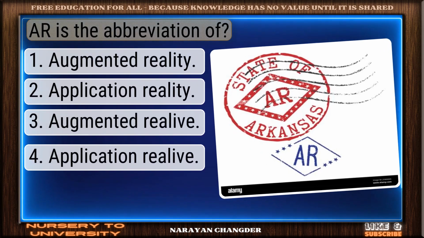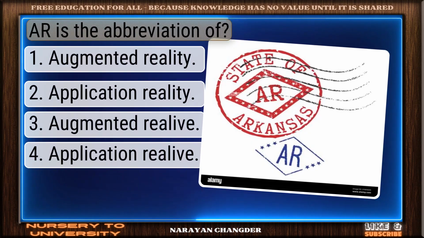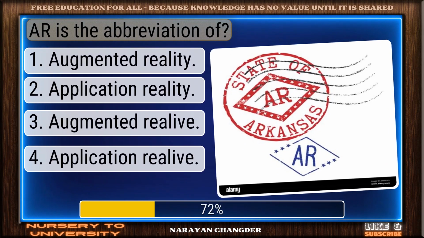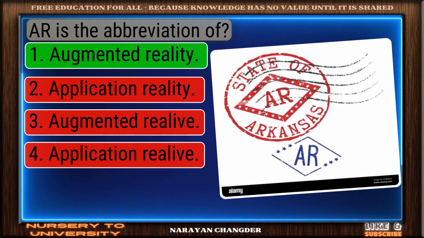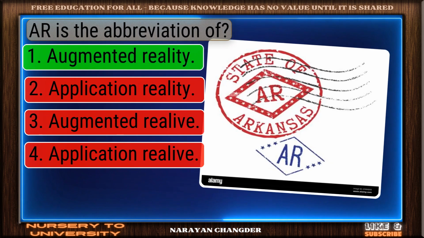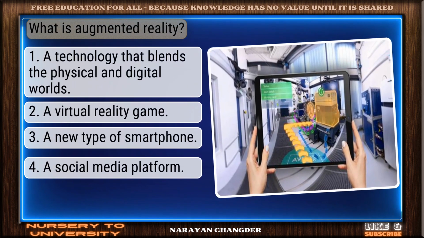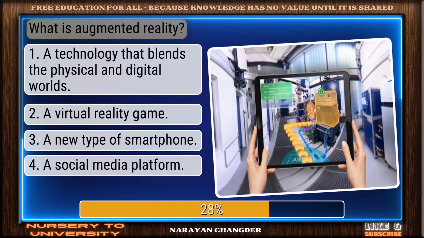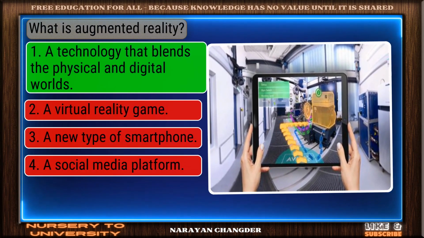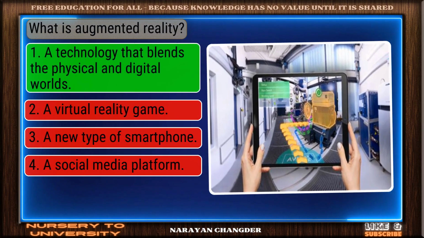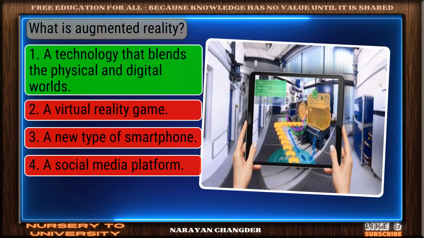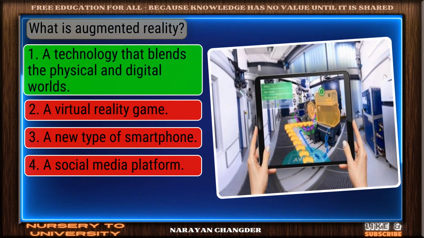Question number 73. AR is the abbreviation of. Great thinking. Augmented reality is the right choice. Question number 74. What is augmented reality? Strong choice. A technology that blends the physical and digital worlds is the right answer.